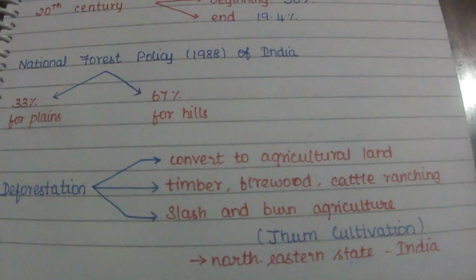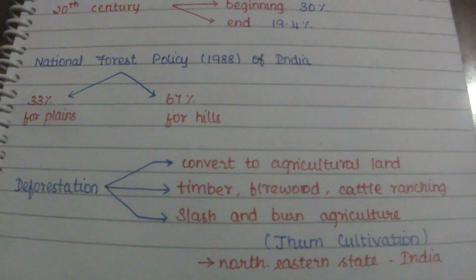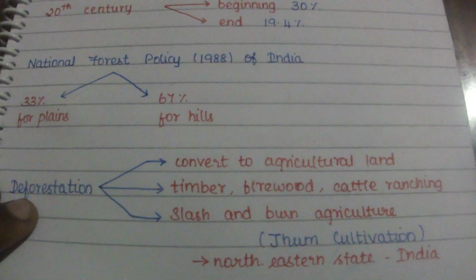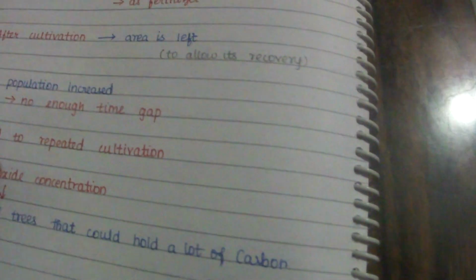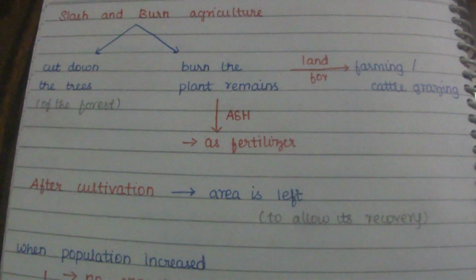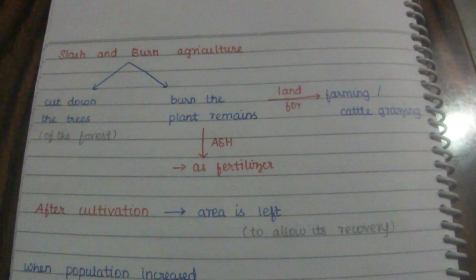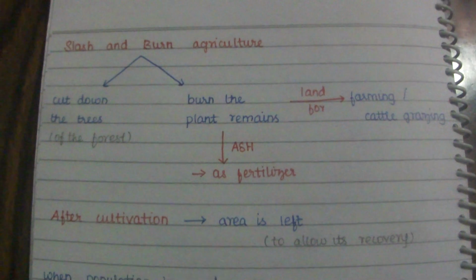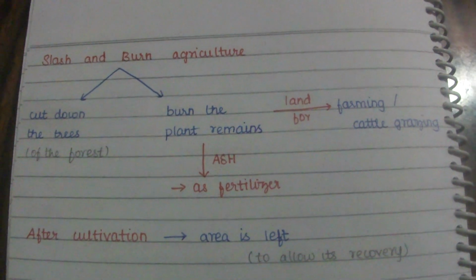Then slash and burn agriculture is a type of agriculture which we commonly call jump cultivation, which is most common in the northeastern states of India. We will learn about jump cultivation in depth. Slash and burn cultivation is where the trees are completely cut down and they burn the plant remains of the area.